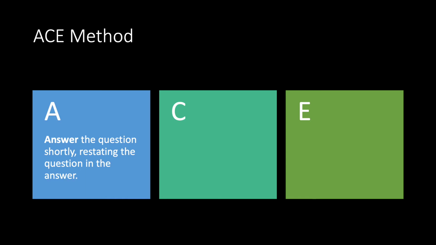When you ace something, ace means to do the best you can at something, the most perfect possible, like the best way you could. So we're going to use the letters A, C, and E to help us remember how to answer questions in the best way possible. The A stands for answer. Answer the question shortly, restating the question and the answer. We know the prefix re, right? To do it again. So I am saying the question again in the answer.